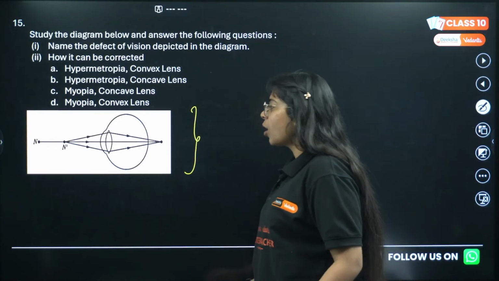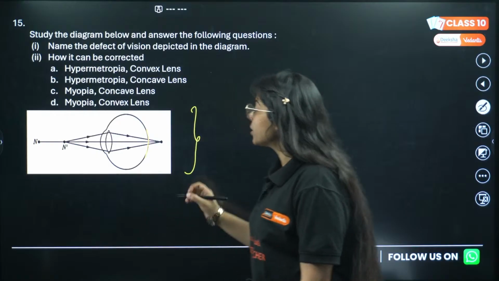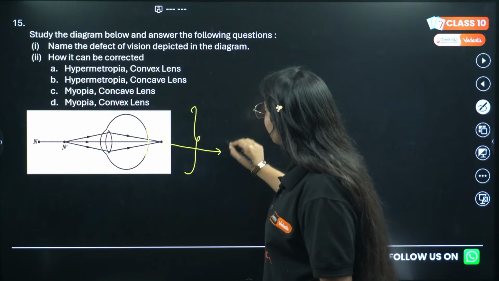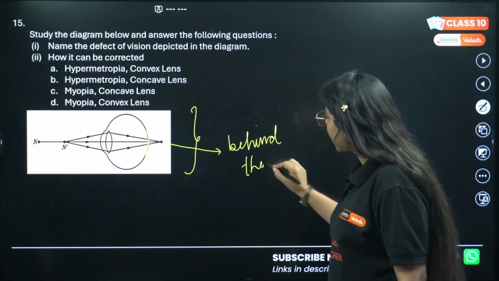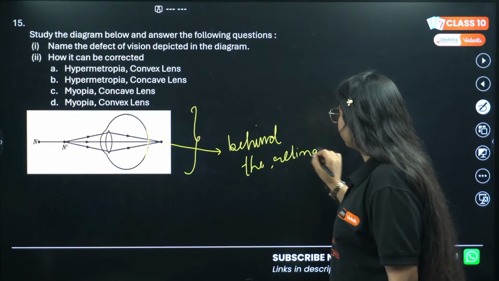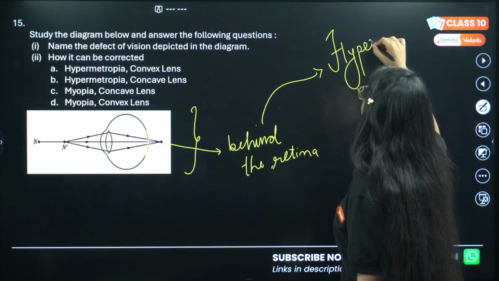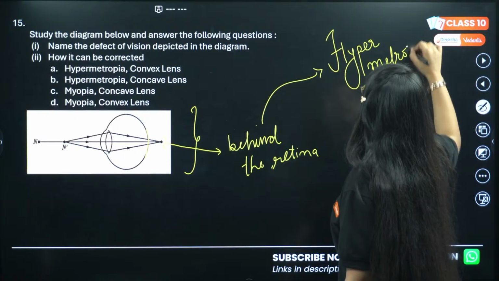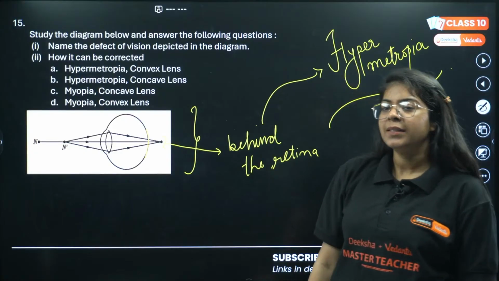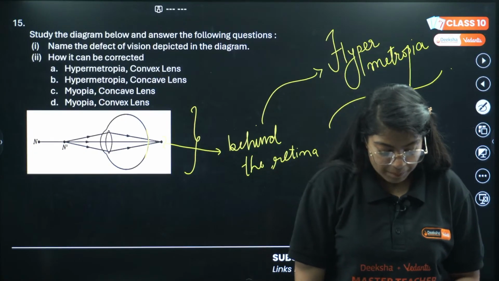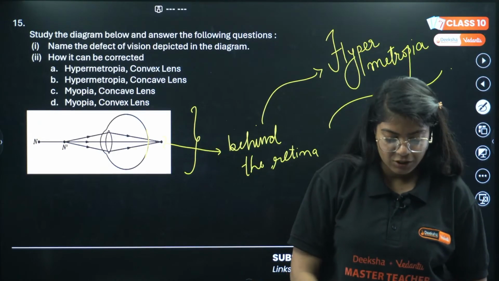So again, how to approach this? You can clearly see the image is not being formed on the retina. The image is formed behind the retina, and in a case where the image is formed behind the retina, that is definitely a case of hypermetropia. Correct? In hypermetropia, where we can't see nearby objects clearly, the image is formed behind the retina. Hypermetropia. Aman is correct.